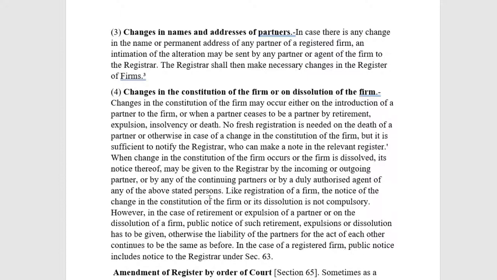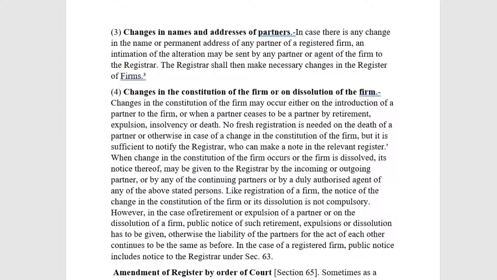And if any partner retires, that also has to be given to the register of firms. However, it is not strictly necessary, but the consequences of not intimating the register of firms with regard to the retirement or expulsion of a partner are very important. Otherwise, the liability of such partner will continue. With regard to this, I have made a video on the public notice.